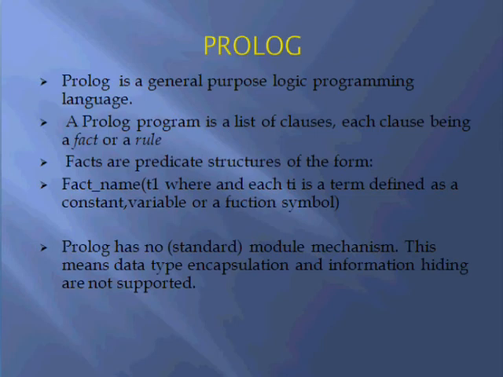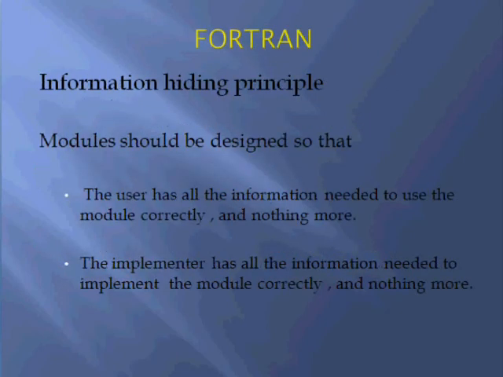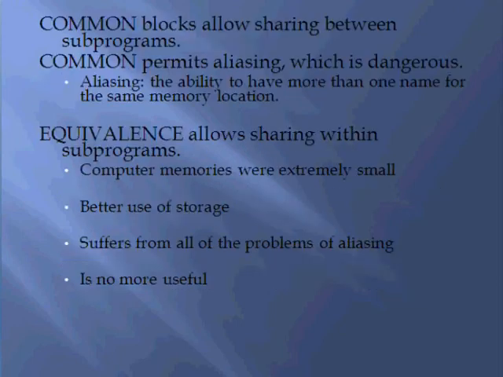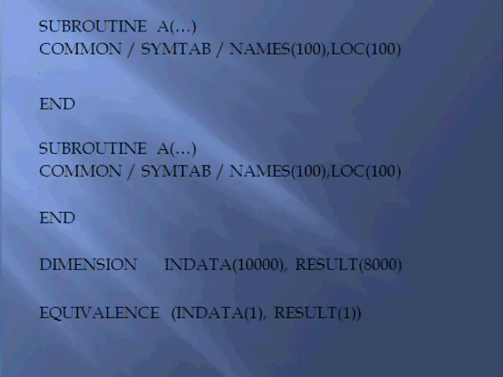Prolog, which is a general-purpose logic programming language, has no standardized module mechanism implemented. That means data type encapsulation and information hiding are not supported. A second-generation programming language, known as Fortran, supports information sharing rather than information hiding. Information sharing is achieved through common blocks. And basically, Fortran doesn't support information hiding, but it hides data to a certain level through the use of functions.